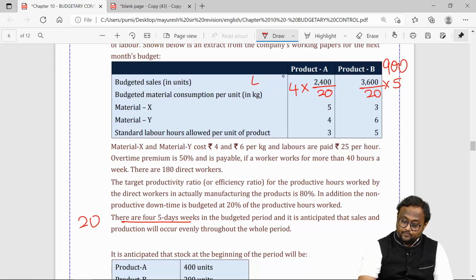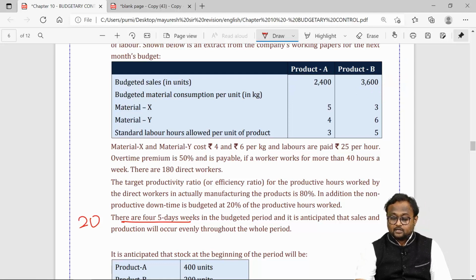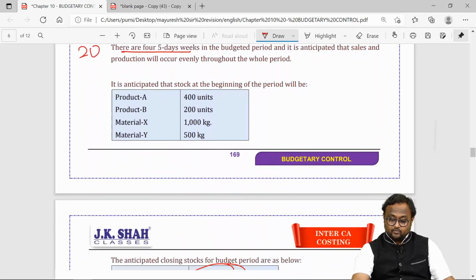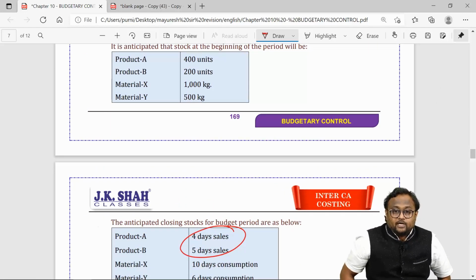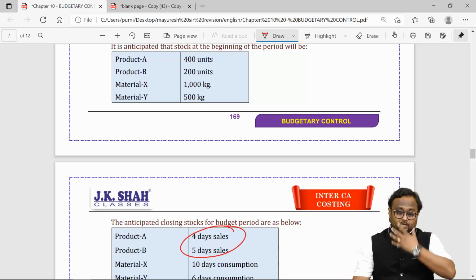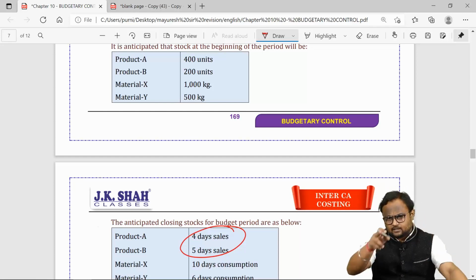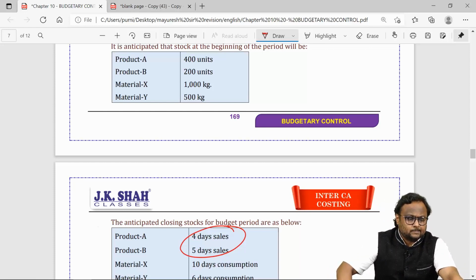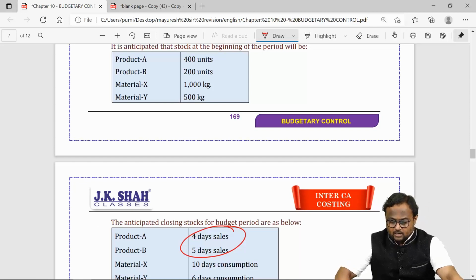So you had opening stock given in the question. You knew that sales is for 20 days. 4 days upon 20 into sales of A, 5 days upon 20 into sales of B gives you closing stock. You applied that. You can see the solution. You have applied that, and you have got the answer of quantity manufactured. Now columns.